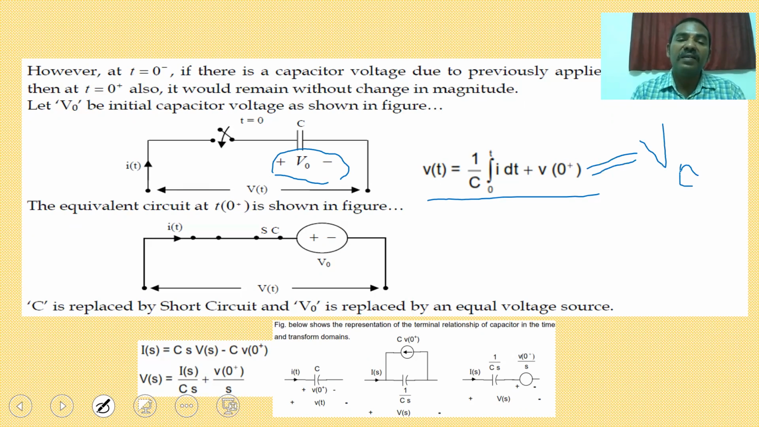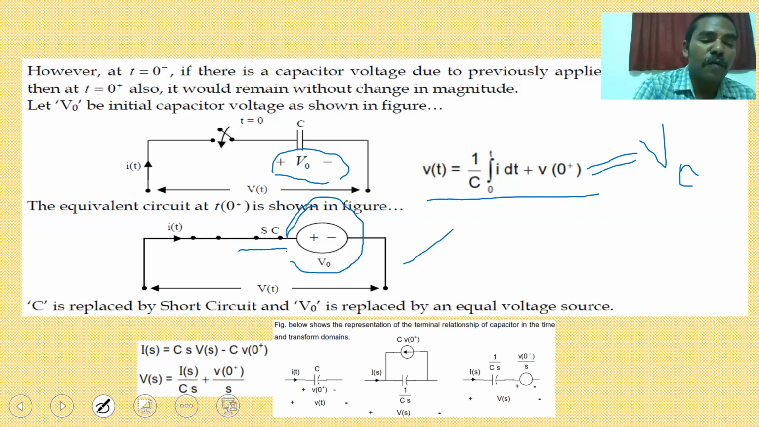So V naught is the initial voltage across the capacitor. The capacitor never takes instantaneous voltages. It acts like a short circuit, and whatever the voltage across the capacitor is can be replaced by a voltage source with the same sign. So plus to minus only. If it is minus to plus, you have to represent the voltage source as minus to plus. If it is plus to minus, you have to represent the voltage source as plus to minus. So this is the equivalent circuit in time domain analysis.